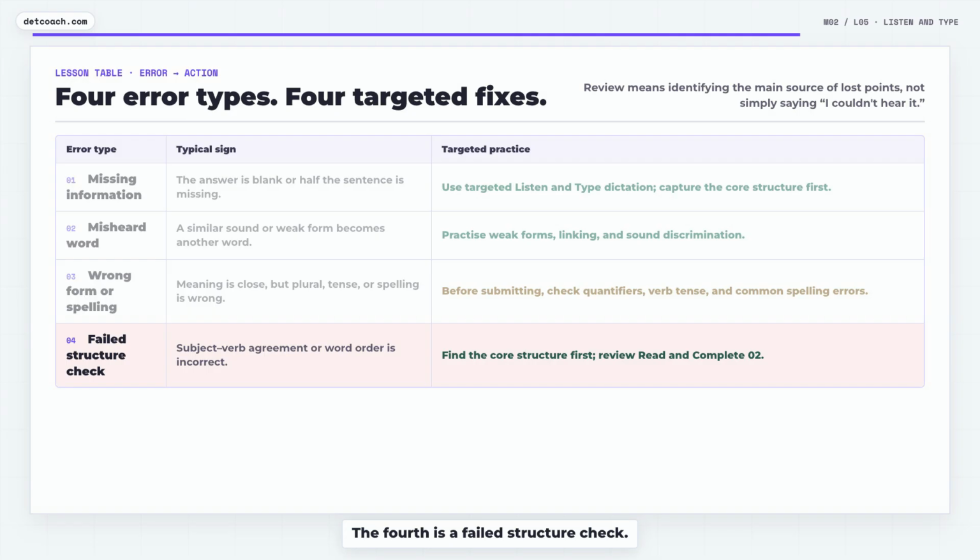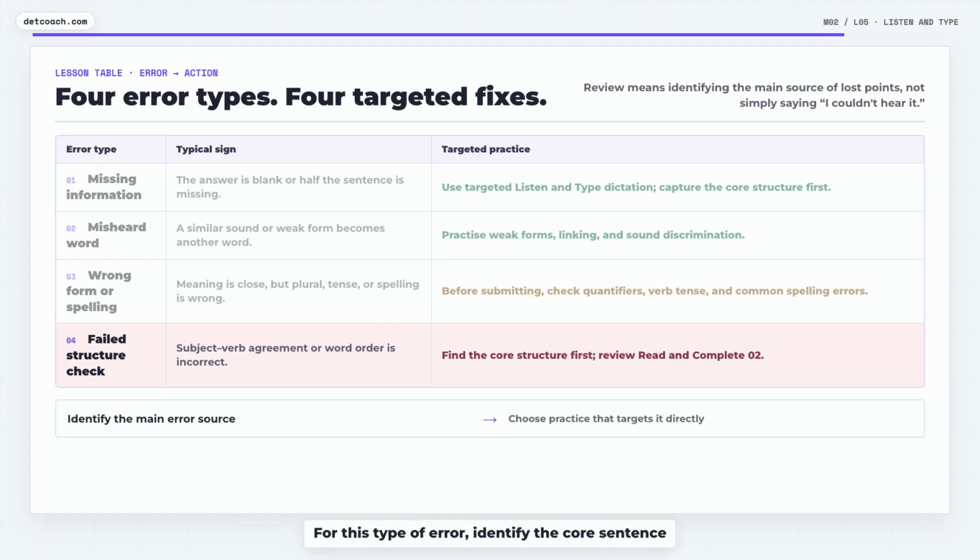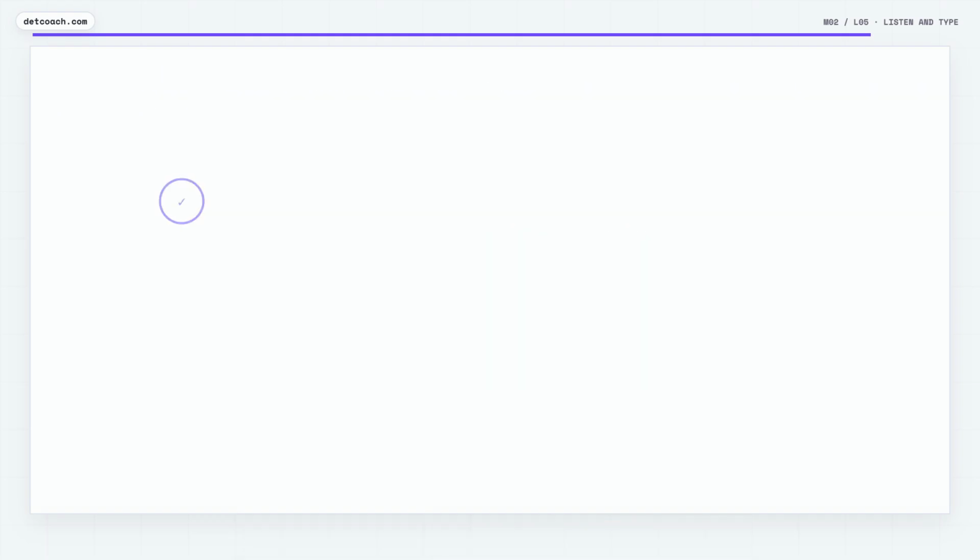The fourth is a failed structure check. You may have heard all the words, but your answer may still contain subject, verb disagreement, or incorrect word order. For this type of error, identify the core sentence structure first. You can also review the lesson on sentence structure and grammatical roles in Read and Complete O2.